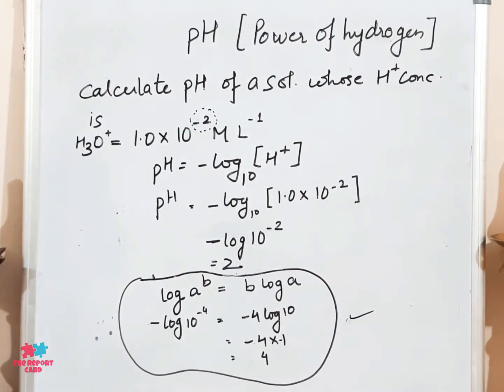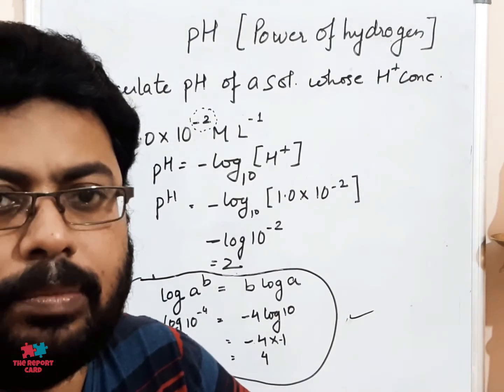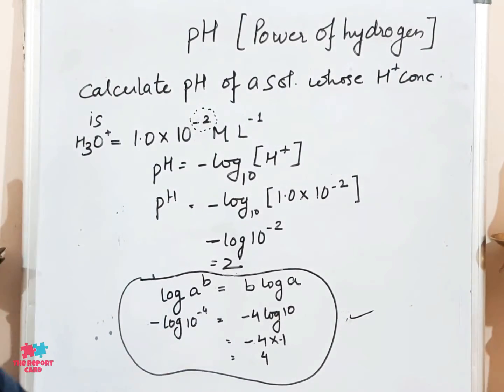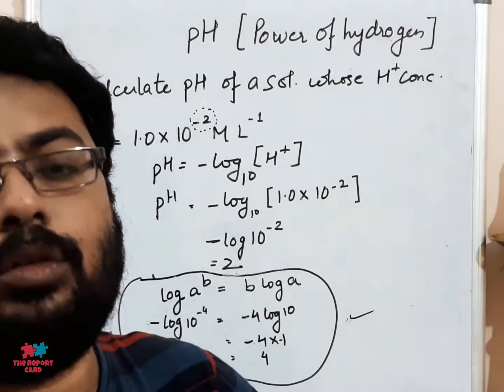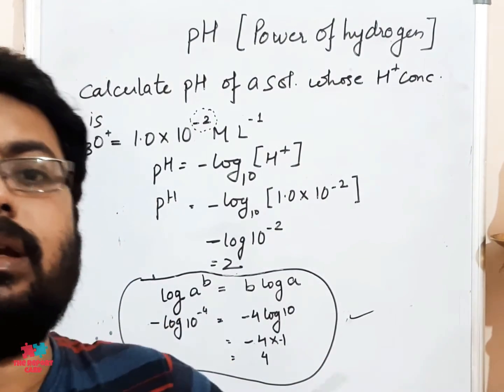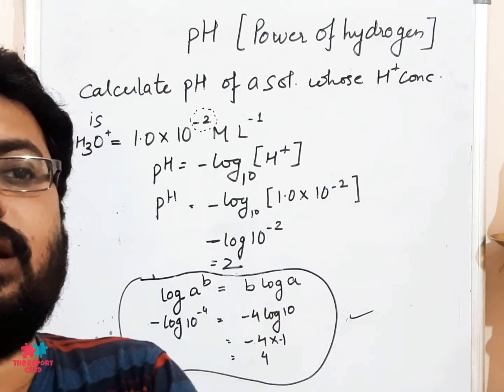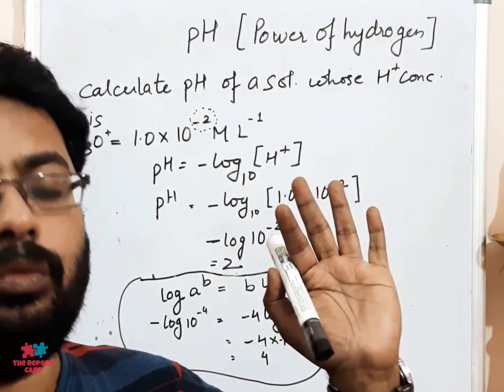Usually this sort of numerical doesn't appear in your question paper, but just for your knowledge I am telling you this. In terms of CBSE, what you should know about pH is the pH scale, which is a scale that ranges from 0 to 14.